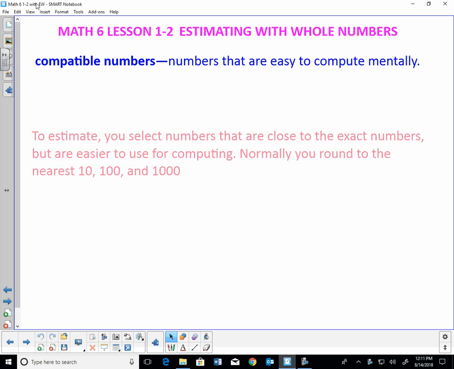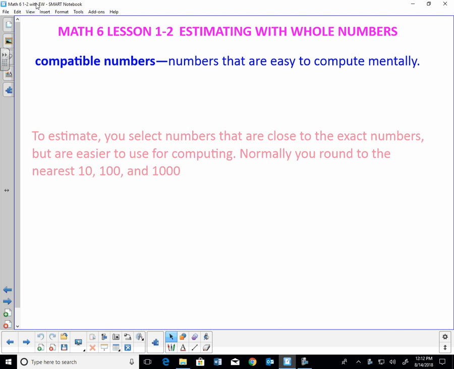This is Math 6, Lesson 1-2, Estimating with Whole Numbers. Compatible numbers are numbers that are easy to compute mentally. Estimation is used when it's most advantageous. You want to estimate to make your math easier, not more complicated.